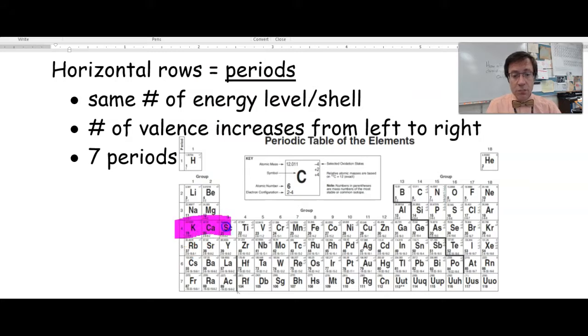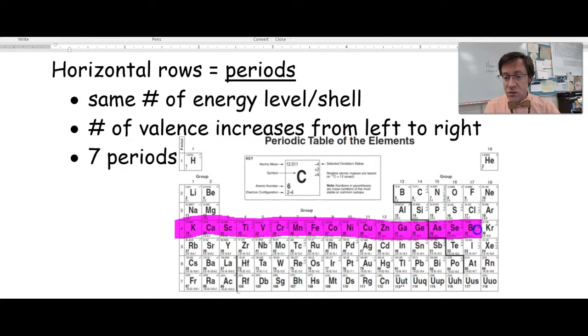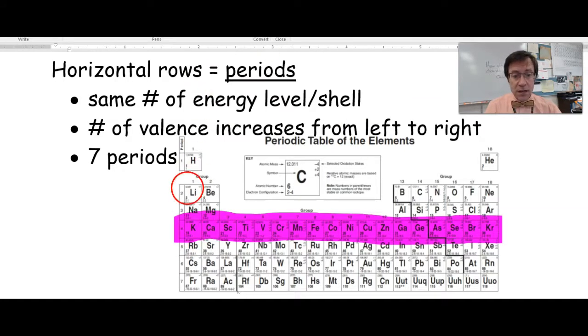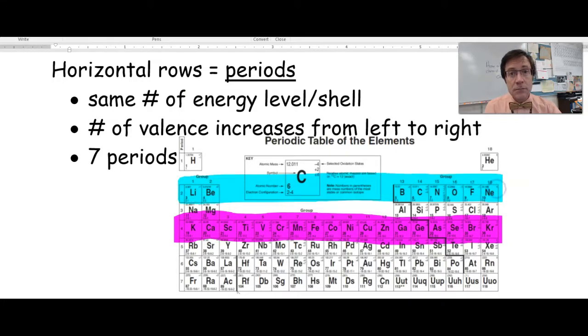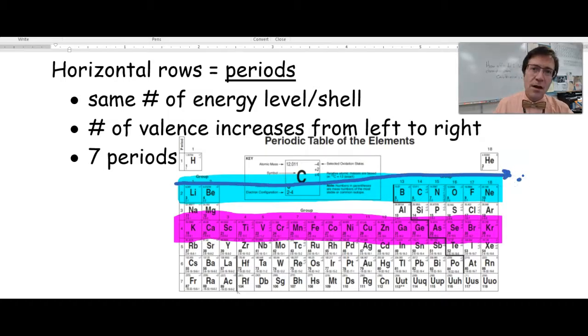So this is one period. It is a horizontal row. This is another period. It is a horizontal row. Do you guys get what I'm saying? Awesome. And so a horizontal row is a period, and I always remember it because of a sentence, right? Like we read a sentence this way, and then at the end of the sentence, boop, you put a period. That's how I remember that a row is a period.